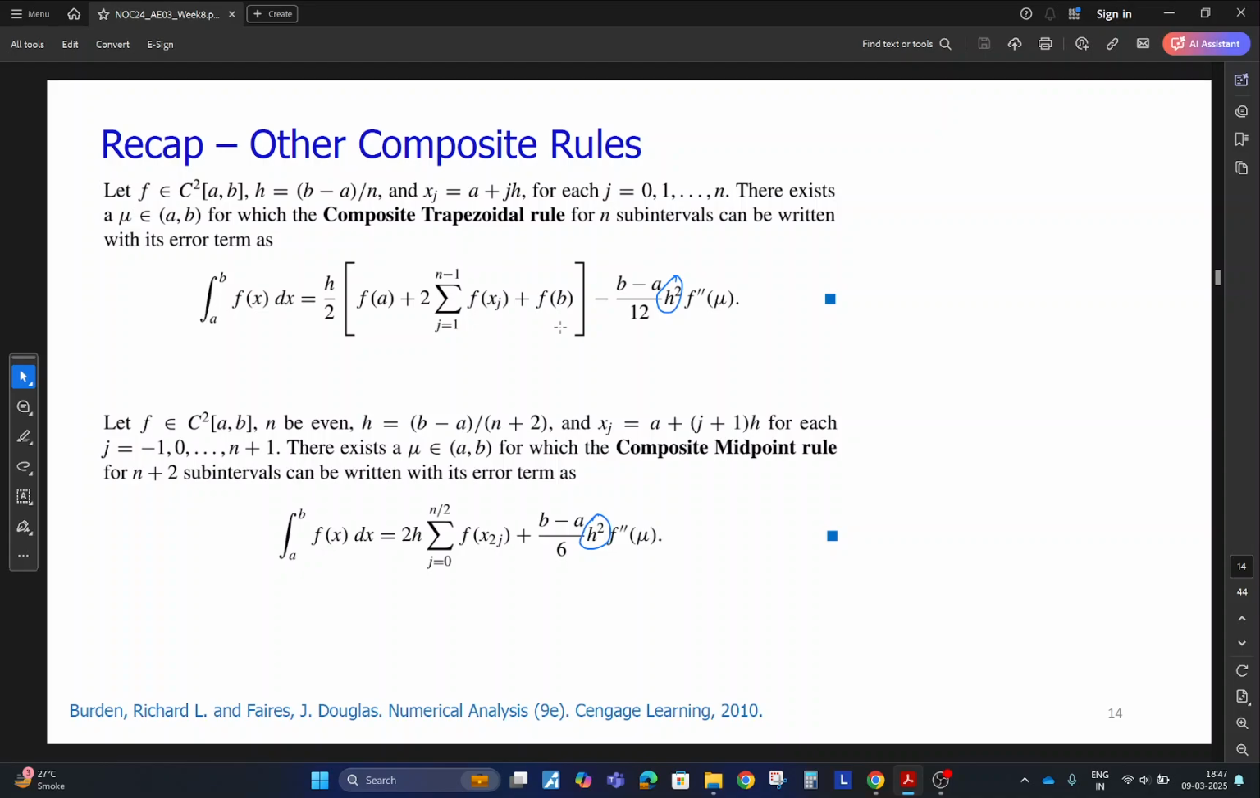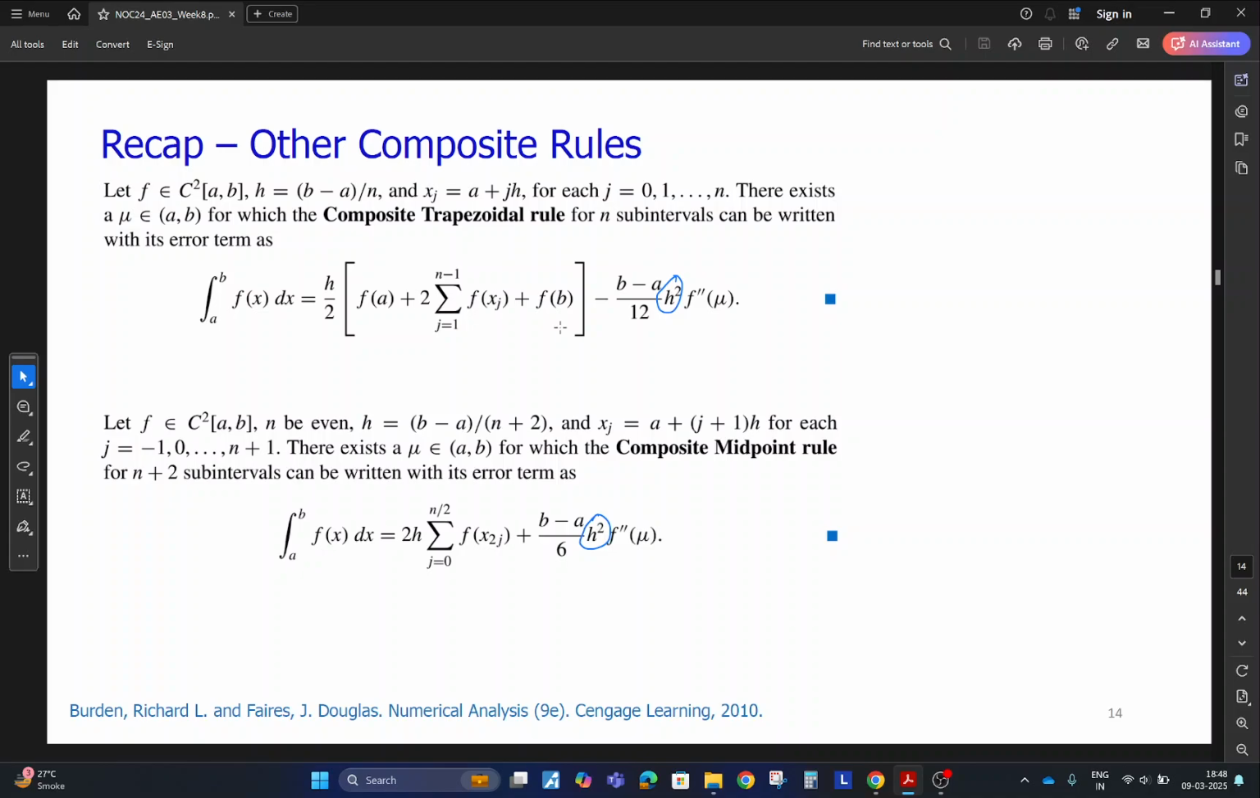Apart from the composite Simpson's rule, there are a few other composite rules which may be of application. The first is the composite trapezoidal rule. We are familiar with the simple trapezoidal rule, but there is also a composite version of the same, and it is stated formally here. Let the function f be twice continuously differentiable on the closed interval [a, b], and the step size h equal (b minus a) by n. See here that there is no restriction on n being even only, and xj equals a plus jh for each j equals 0, 1, 2 till n.